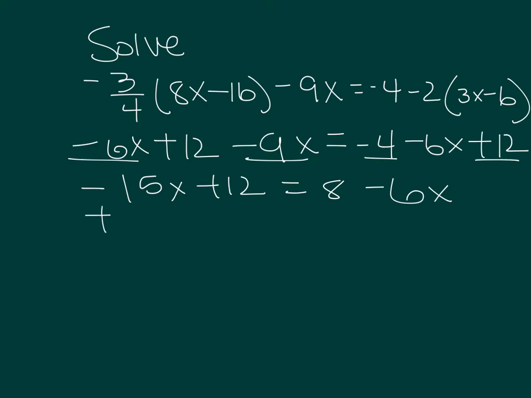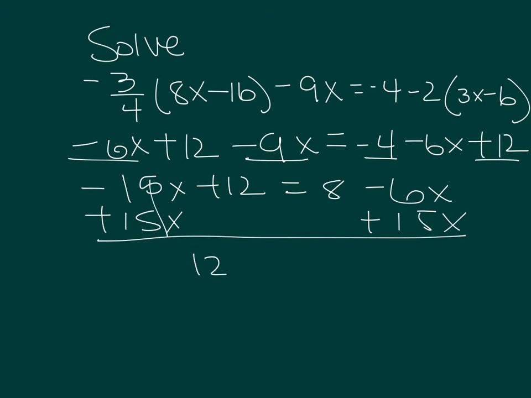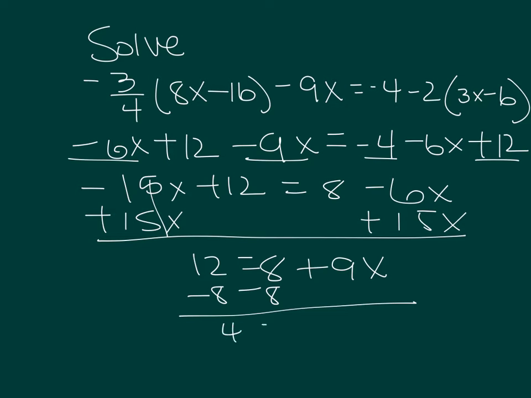I'm going to move my variables to one side, and we get 12 equals 8 plus 9x. Subtract 8 from both sides. We get 4 equals 9x. Divide both sides by 9. And I got a final answer of 4/9.